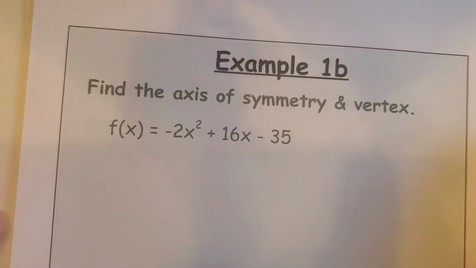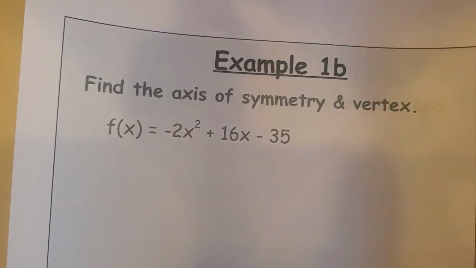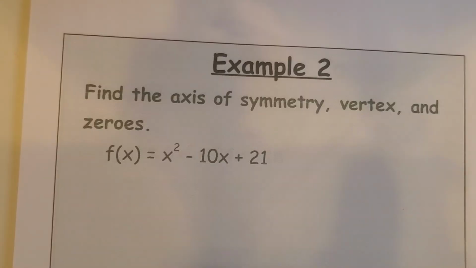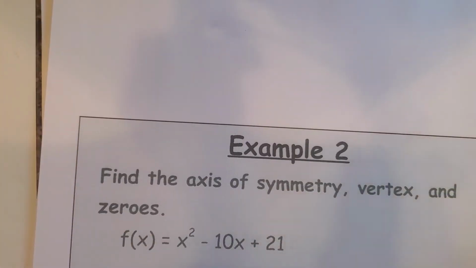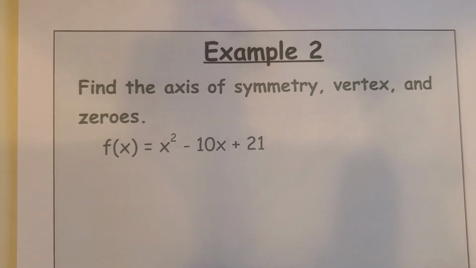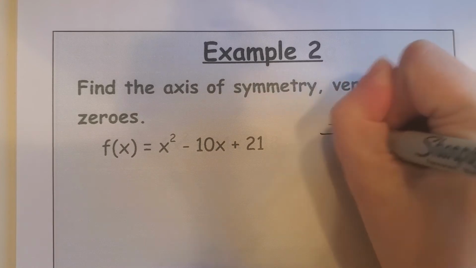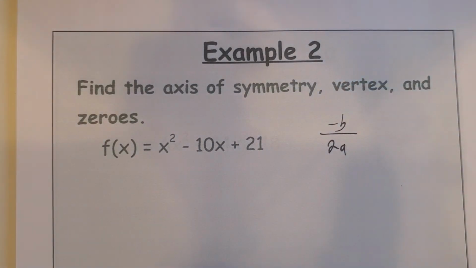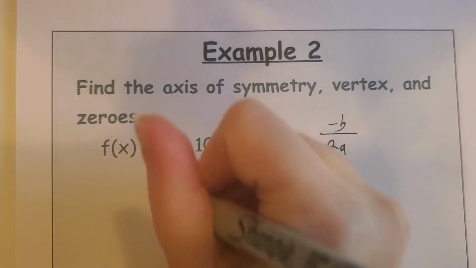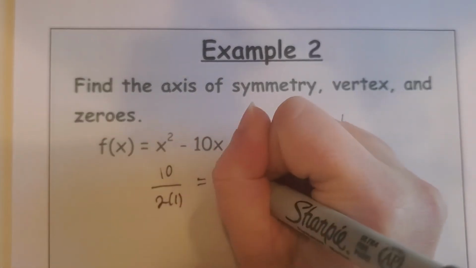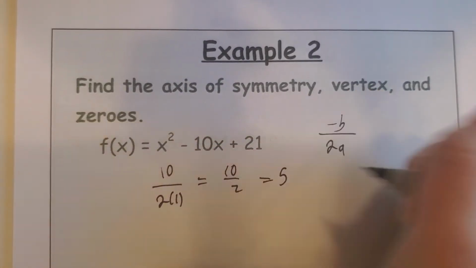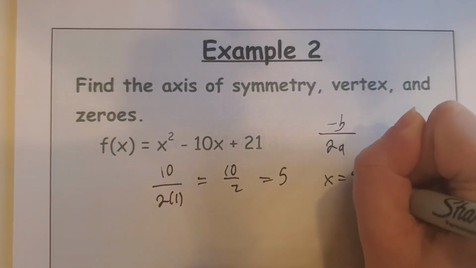This is exactly the same thing, though, as the last 2, so I think I am going to skip it for the time being, and we're going to throw zeros in with all of this as well. All right, so I hope we have a pretty good handle on the axis of symmetry and the vertex by now. Negative b over 2a. So this is negative 10, which is positive 10 over 2 times 1, which is 10 over 2, which is 5. So the axis of symmetry is x equals 5.